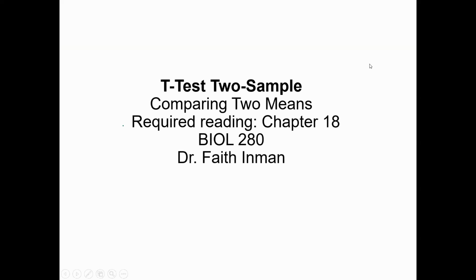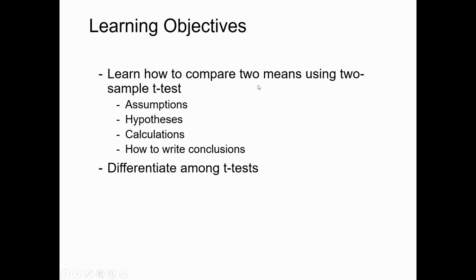We're going to, again, talk about the t-test, 2-sample, comparing two means. Read chapter 18. So our learning objectives for today are to learn how to compare 2 means using a 2-sample t-test. By the end of this lecture, you'll know everything you need to know. Okay, by the end of this week, you'll be able to do it. We're going to go over the assumptions, the hypotheses, the calculations, and how to write conclusions, as well as how to differentiate among the different types of t-tests.